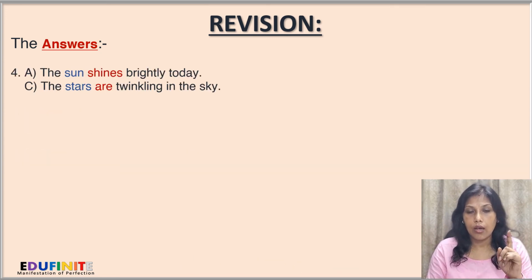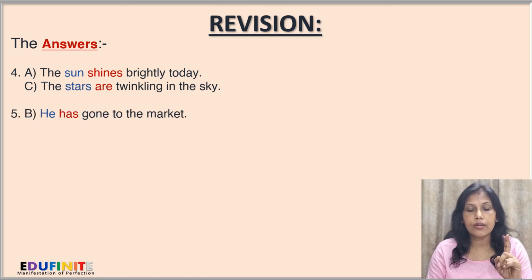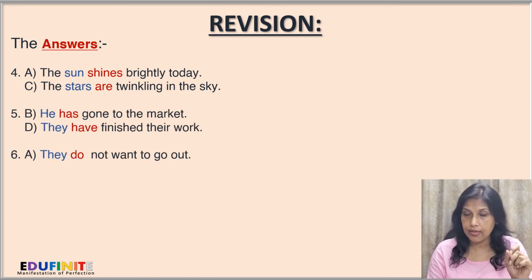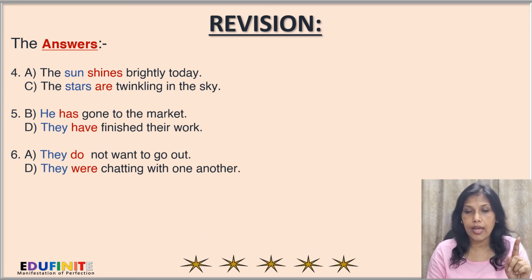Next, the question 4. The correct answer is the sun shines brightly today. Again, sun is the subject, which is singular, hence the verb with it will have an S ending. So, shines. The sun shines brightly today. Next, the stars are twinkling in the sky. Here the subject is stars, which is plural. Hence, the verb associated with it, this is third person plural, will be are. So, the stars are twinkling in the sky.